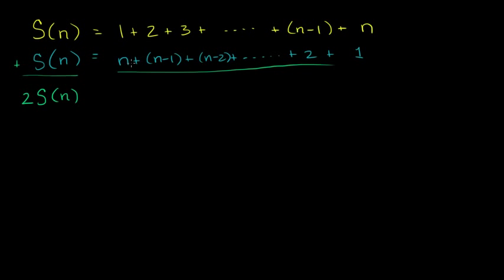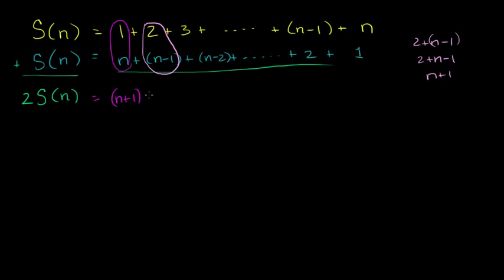So 1 plus n is going to be n plus 1. And then we're going to add, do it in pink, 2 plus n minus 1. So what's 2 plus n minus 1? Let me write it over here. 2 plus n minus 1. This is the same thing as n plus 1. 2 minus 1 is just 1. So this is also going to be n plus 1.